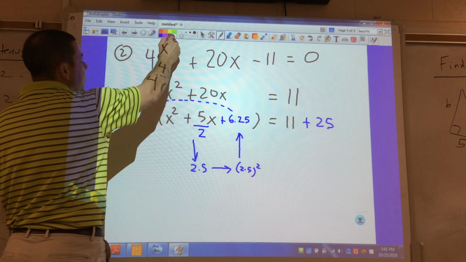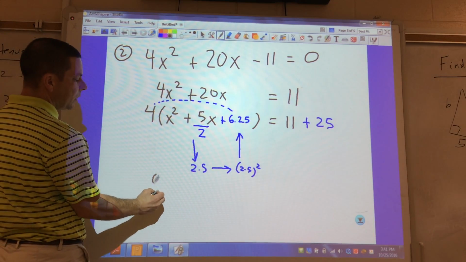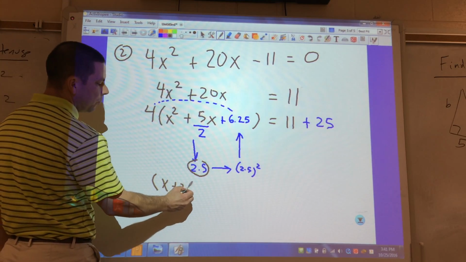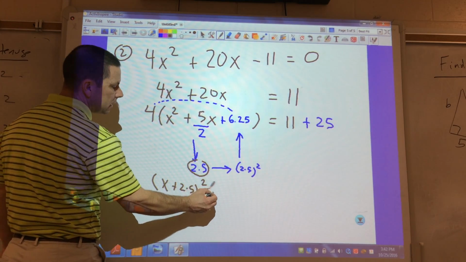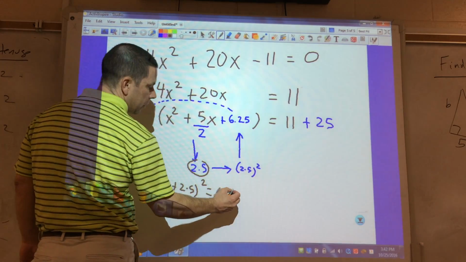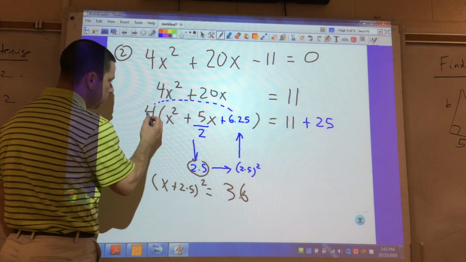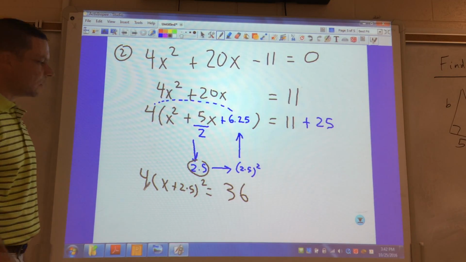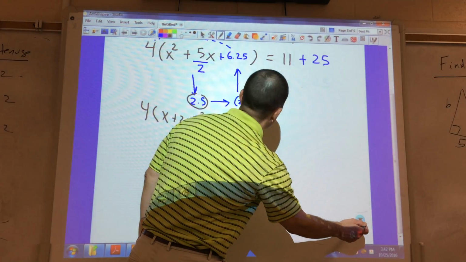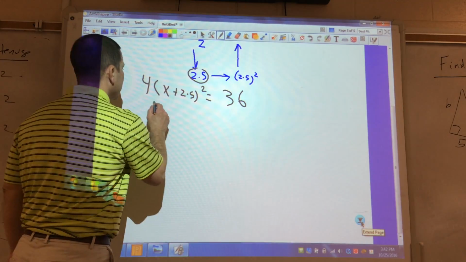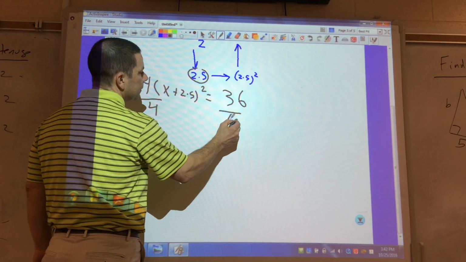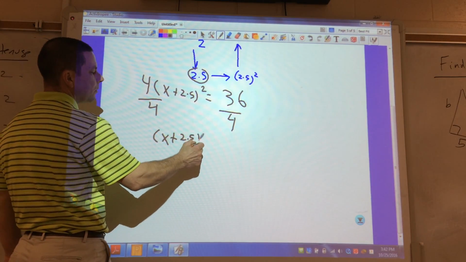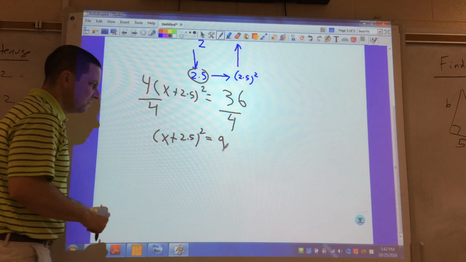All right, we've completed the square. Let's go ahead and factor that out there. So we would get x, that's a positive 2.5 squared, and that equals 36. I do need to bring down my 4 here. All right, what is our next step? That would be to divide both sides of the equation by 4. So we have x plus 2.5 squared equals 9.